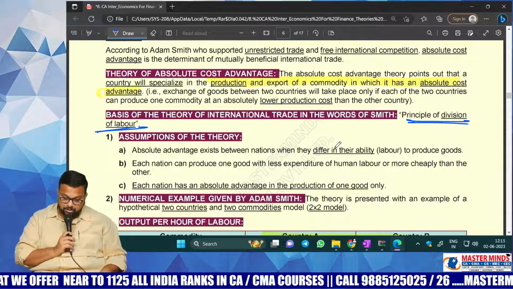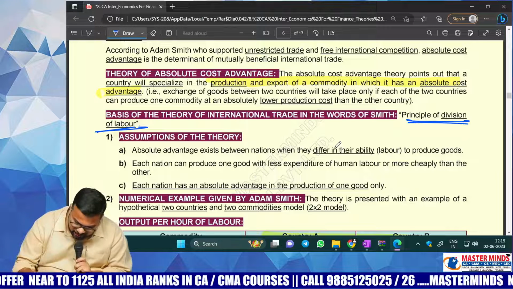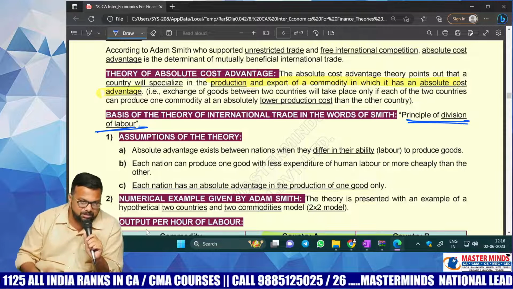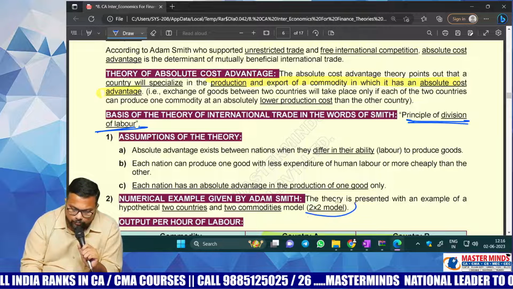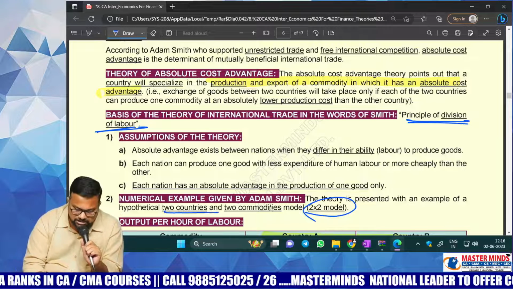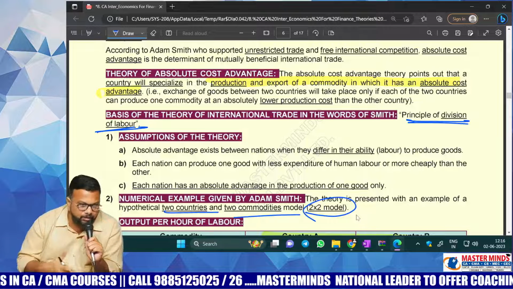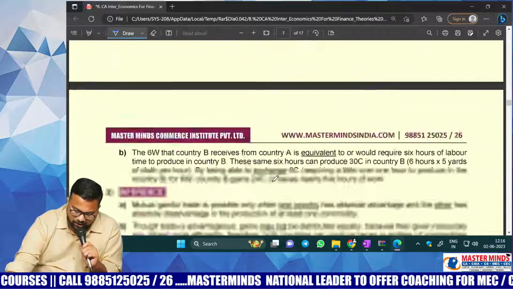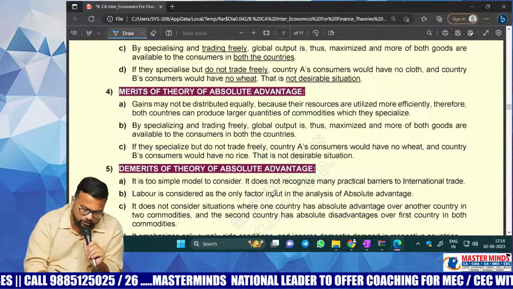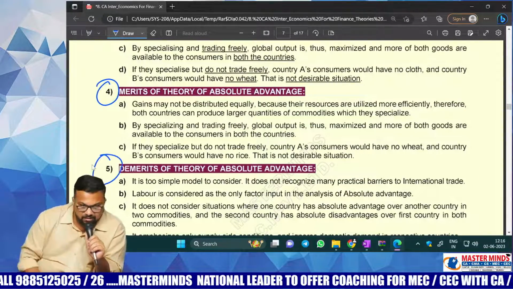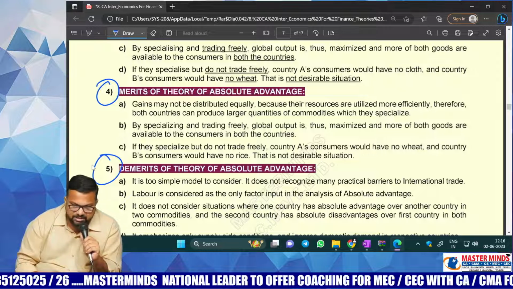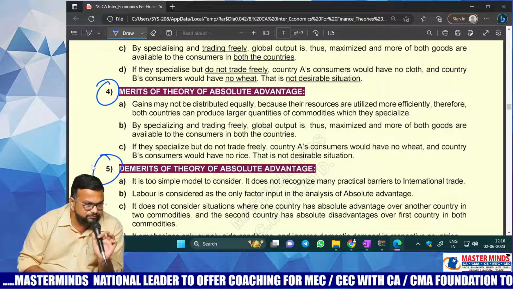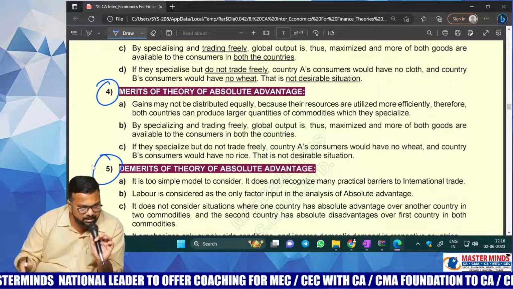Okay. So, example, Nana. The theory is presented with a hypothetical example. He has taken an imaginary model, and that model is called the 2x2 model. 2x2 model means 2 countries, 2 commodities. I have already explained what are 2 countries and what are 2 commodities. The remaining part we will continue in the next class. And I have already explained it. I need to focus only on merits and demerits. Okay, once I have completed this question, then all the remaining questions will be easy, because all the remaining questions will be explained in the same manner.